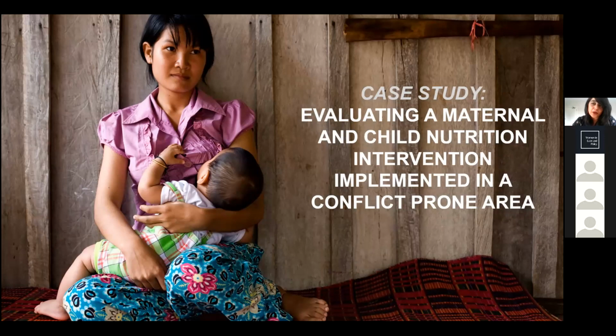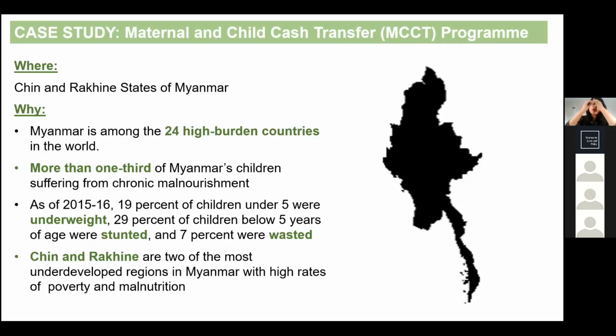Feel free to jot down any points that you want, because we'll be going through a brief history or explanation of the case study, so to speak, and we'll apply them across the workshop. So let's get through that. Yeah. So we are going to talk about the maternal and child cash transfer program, which is in the Chin and Rakhine states of Myanmar. Perhaps many of you know that Myanmar is among the 24 high burden undernutrition countries of the world.